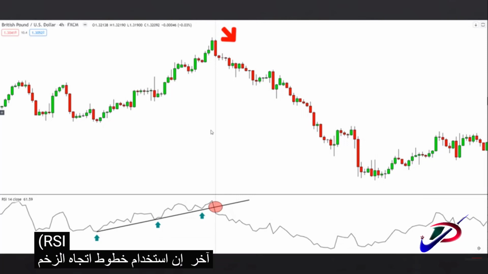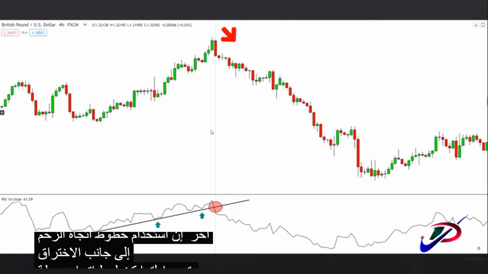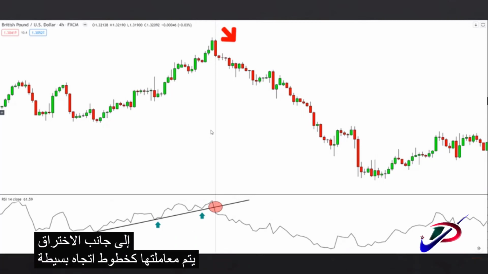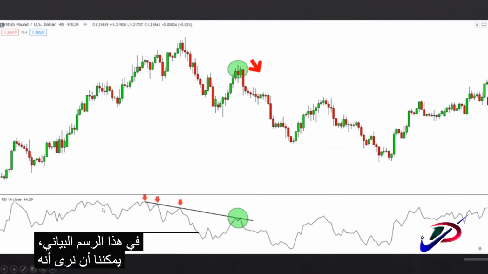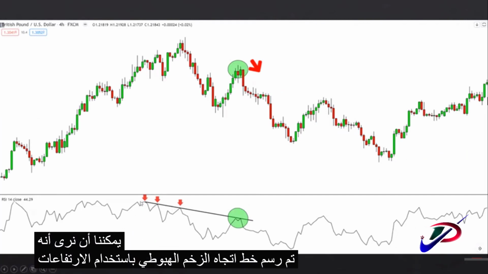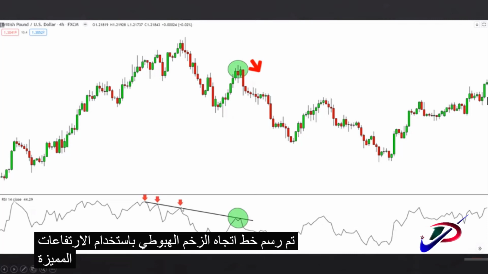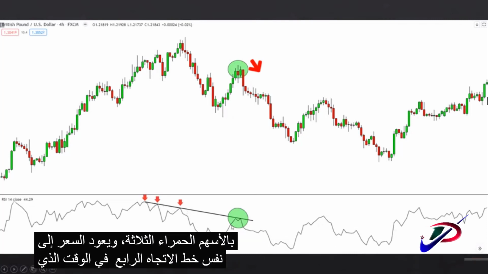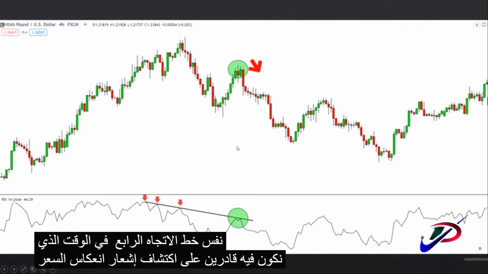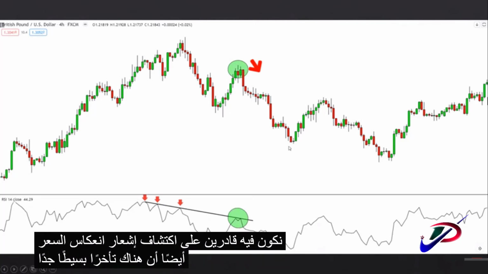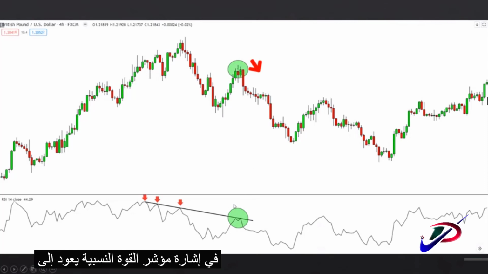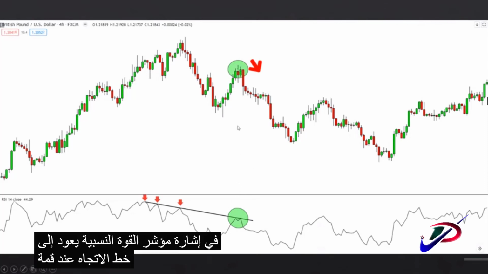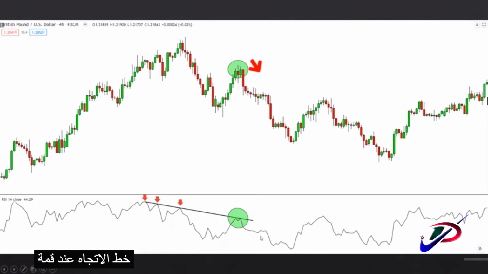Another use of the momentum trend lines besides the breakout is treating them as simple trend lines. In this chart, we can see that a downward momentum trend line was drawn using the highs marked by the 3 red arrows. When price comes back to the same trend line a fourth time, we're able to spot a price reversal. Notice also that there is very little lag in the signal. The RSI comes back to the trend line at the very peak of the reversal.